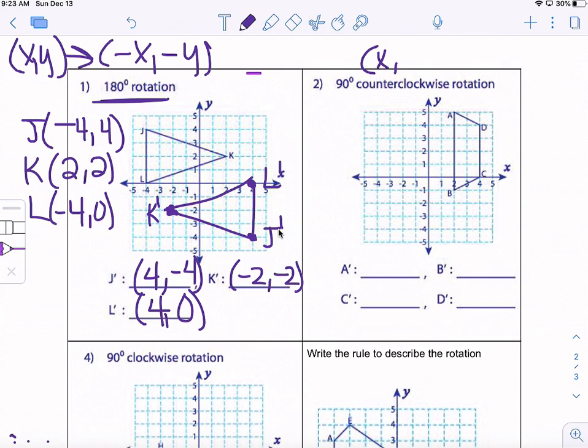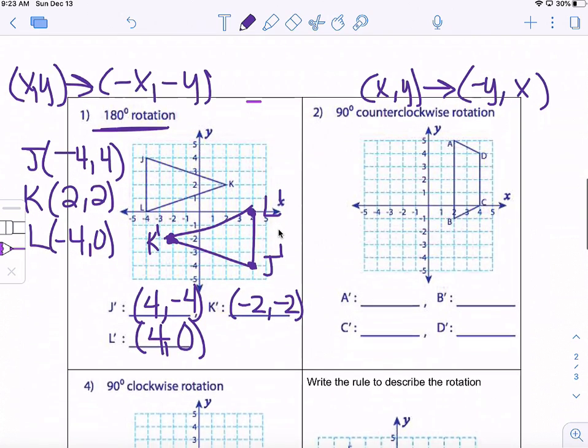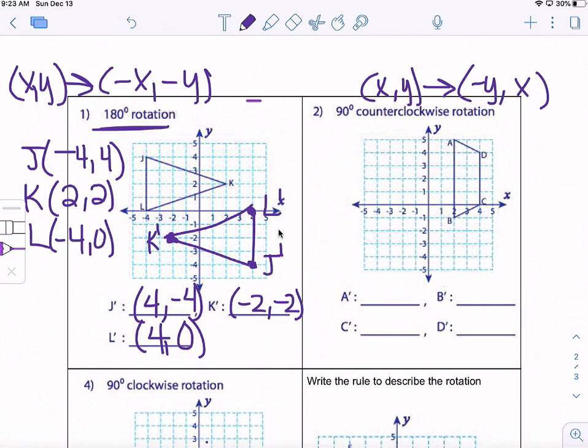So our rule for 90 degrees counterclockwise is negative y, x. You can see that right here from the original rule. So first we need to record the coordinates of A, B, C, D of our pre-image. So A is at 2, 5. B is at 2, negative 1. C is at 4, 0. And D is at 4, 4.